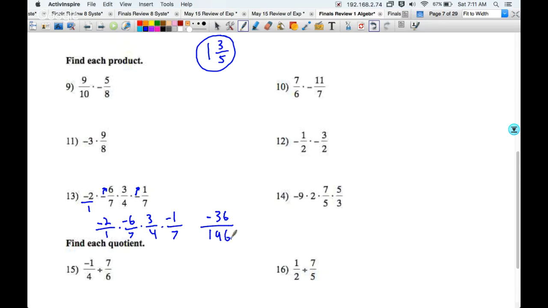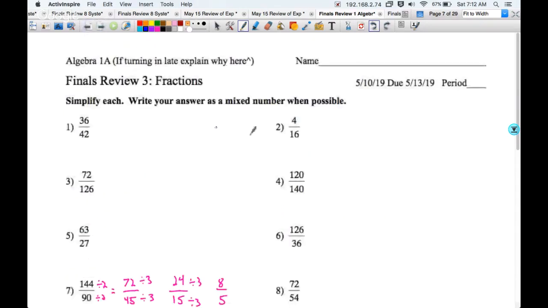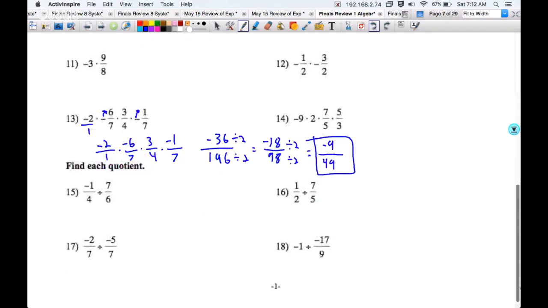Now I look for a way to simplify this. Definitely divisible by 2. So bottom becomes a 98. Top becomes a negative 18. Still divisible by 2. Top is now a negative 9 over 49. And I think at this point we are done. Negative 9 over 49 for 13. Yep. All right, so that's how we multiply.